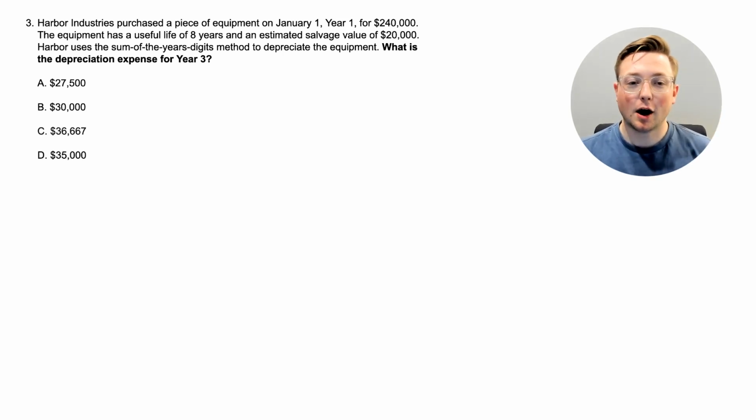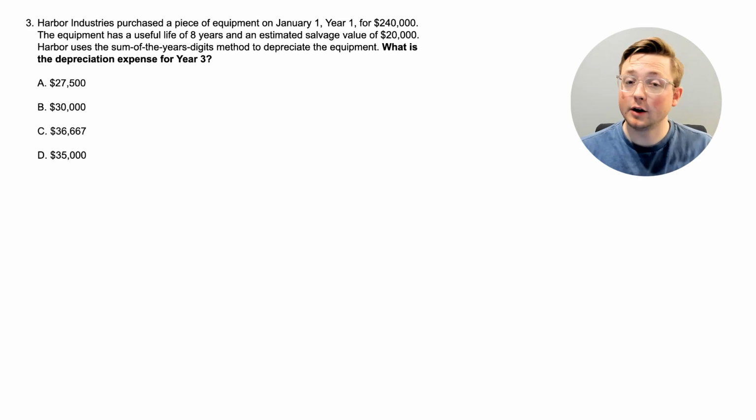Let's go up to the top. Harbor Industries purchased a piece of equipment on January year 1 for $240,000. The equipment has a useful life of 8 years and an estimated salvage value of $20,000. Harbor uses the sum of the year's digits method to depreciate the equipment. Now, this is one of the methods that I think is kind of ridiculous, but it does exist, and you may be asked about it on the exam.